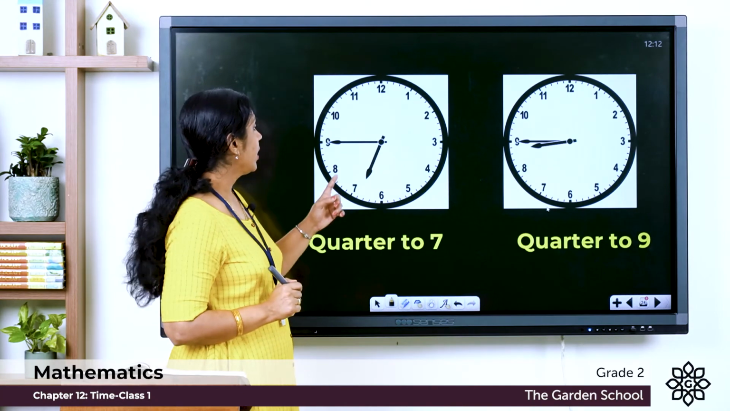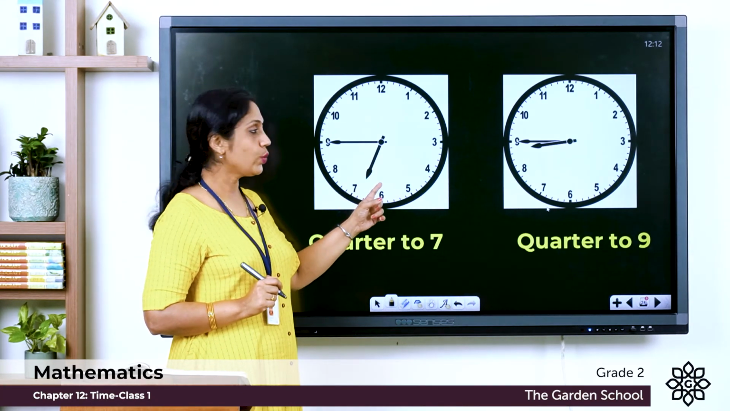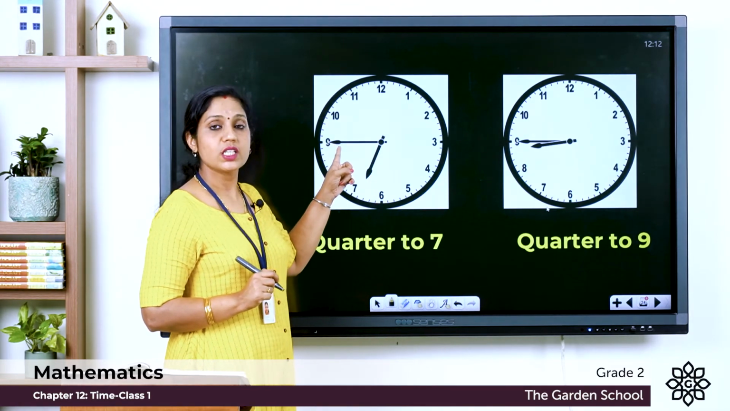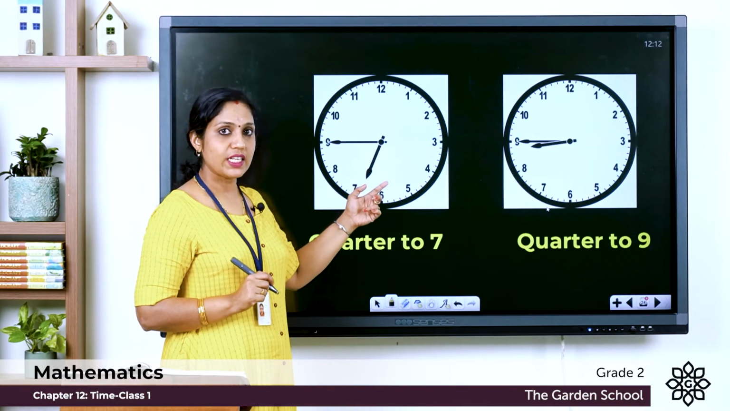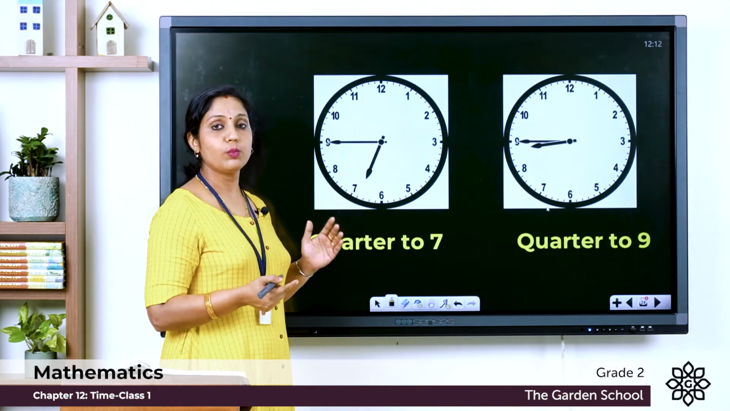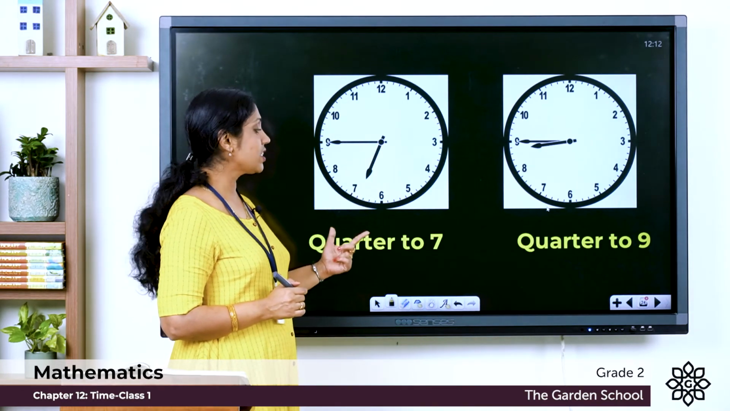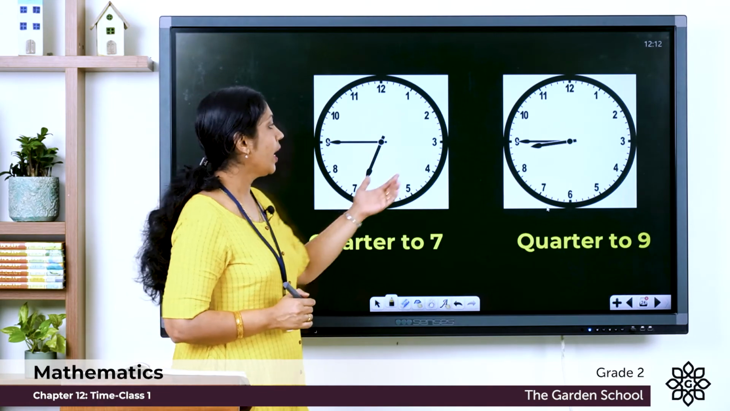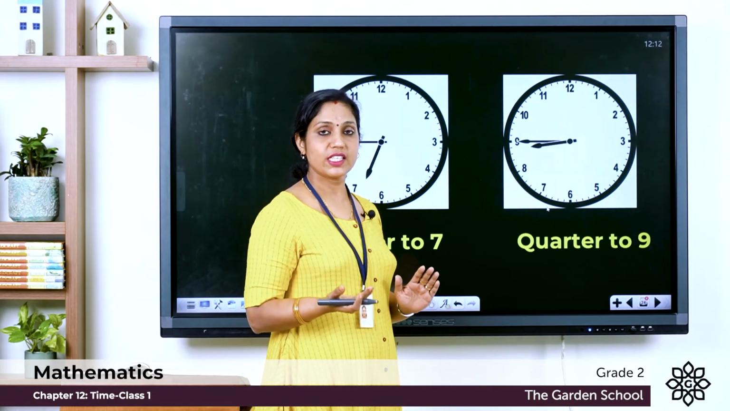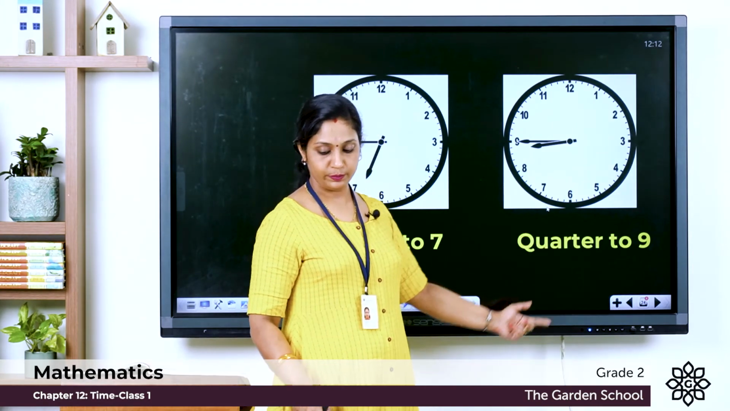Here you can see in this clock, the short hand, that is the hour hand, is in between 6 and 7 and the time shows 6:45. That is the next hour, 15 more minutes to the next hour. The time is 6:45 but we say it as a quarter to 7. And here you can say it is 8:45 and which is the next hour? It is 9 o'clock. So we can say it as a quarter to 9.